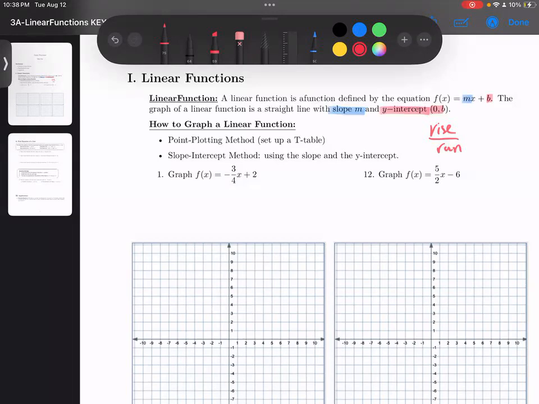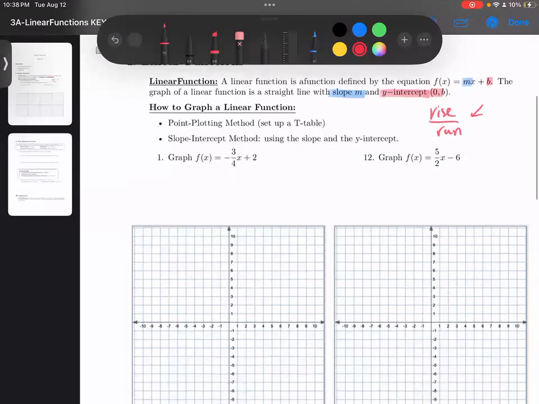The second approach is the slope-intercept method. This is faster if the equation is already in slope-intercept form, that is y equals mx plus b. We start by plotting the y-intercept and then use the slope, rise over run, to find the second point and draw the line. Let me show you what I mean.